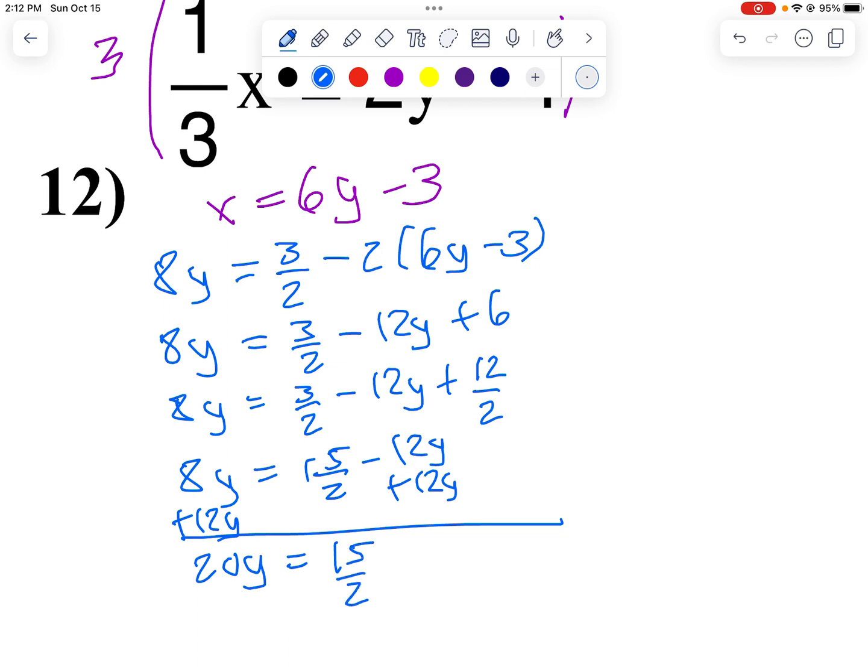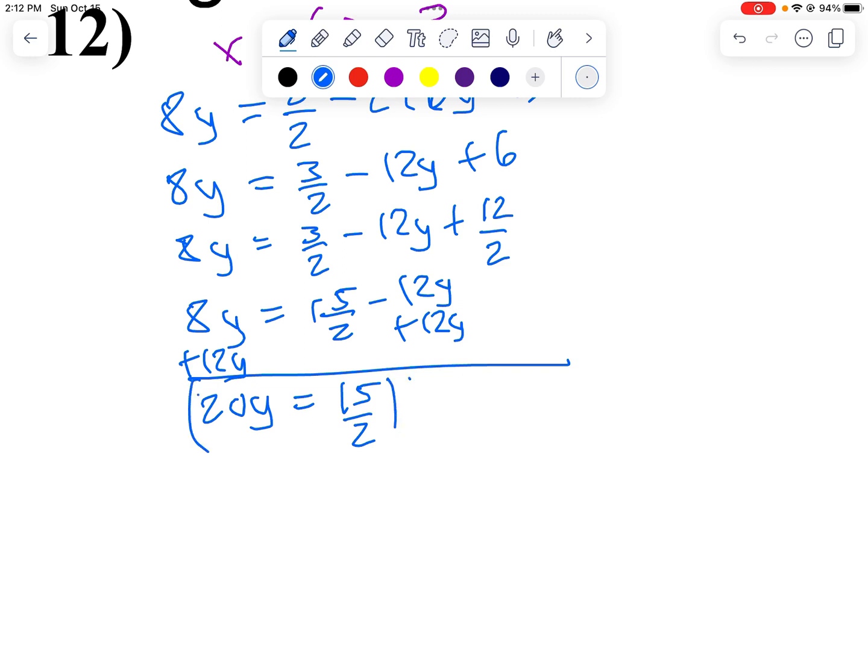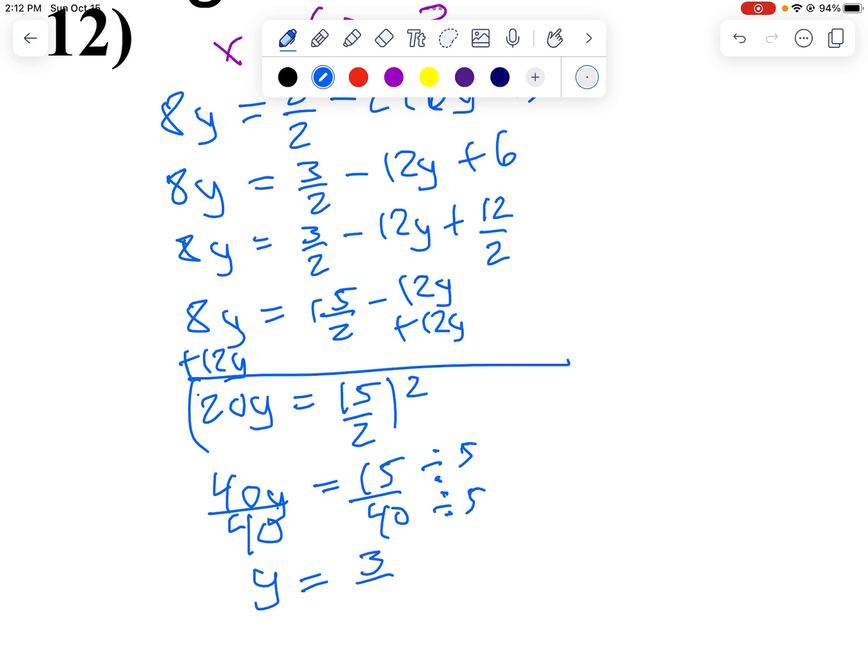Now, to explain this, I think it's easier if we don't have any fractions before we start solving. So let's multiply everything by 2. So then we're going to get 40y, 2 times 20 is 40, equals 15. I'll divide both sides by 40. So y equals, notice I can divide by 5, can't I? 5 goes into both of them. 15 divided by 5 is 3. 40 divided by 5 is 8. So y is 3/8.